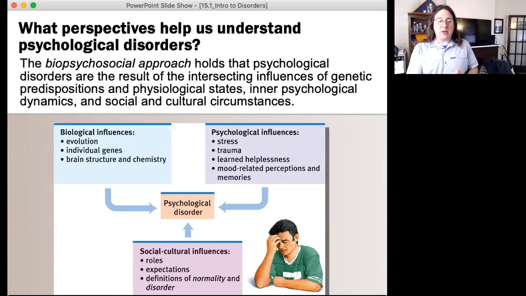And then, as we hinted to earlier, what are the social and cultural influences, right? What are the rules and expectations of that person, right? And we see this with athletes, as an example, right? What are the expectations of athletes?